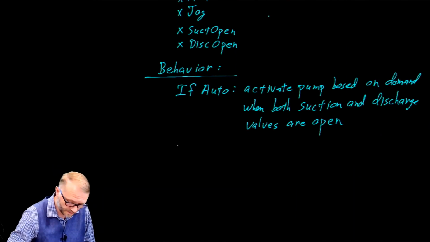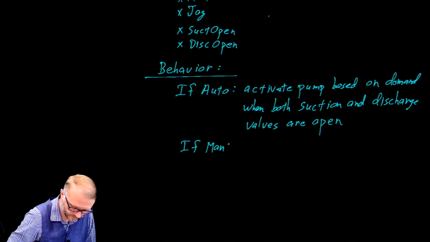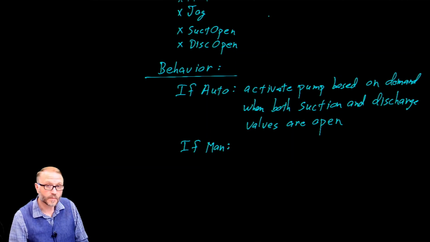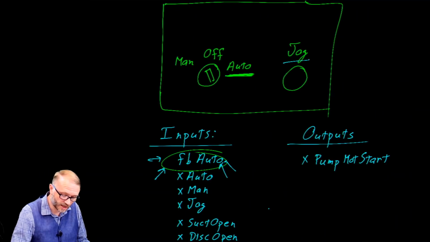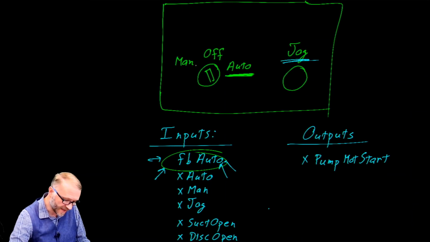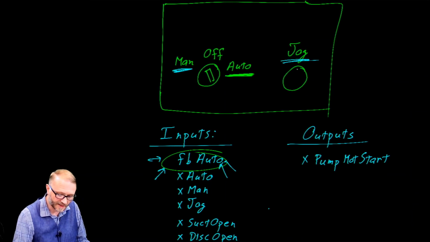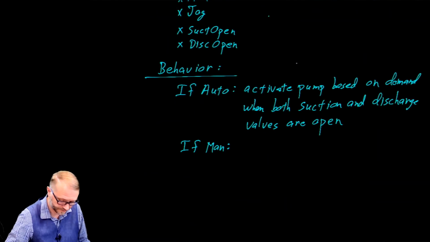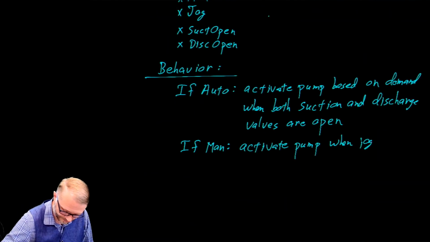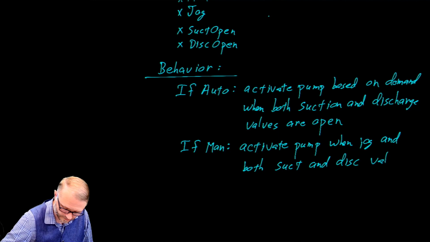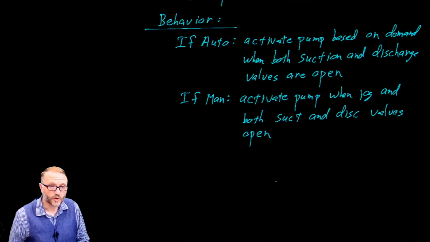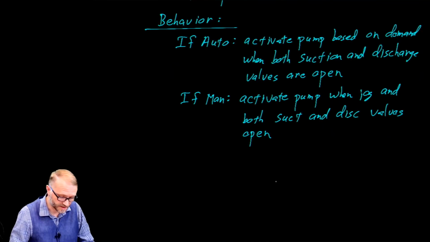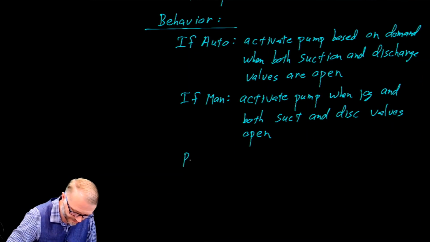If we are in manual mode, we'll activate the pump's motor starter when the jog button is pushed, right? So if we're in manual mode, we'll activate the pump when the jog button is pushed and both suction and discharge valves are open. Finally, if we're in the off position, secure the system. We're off for all other conditions.